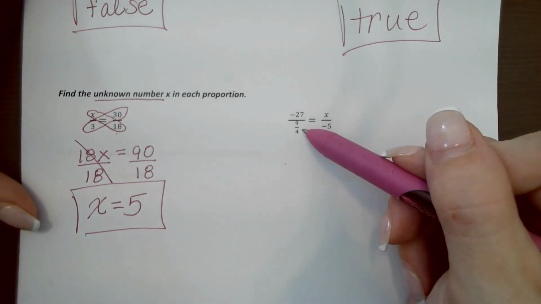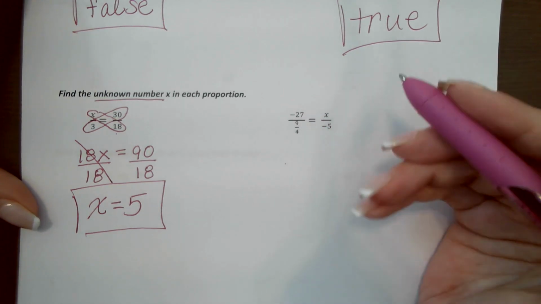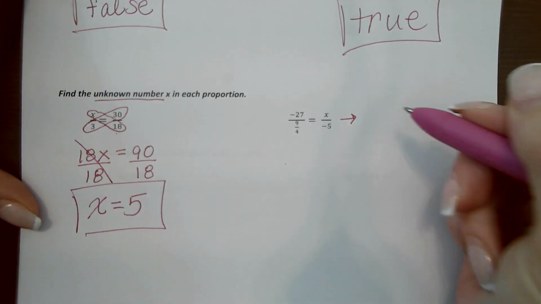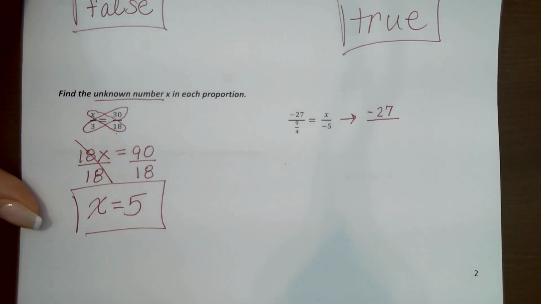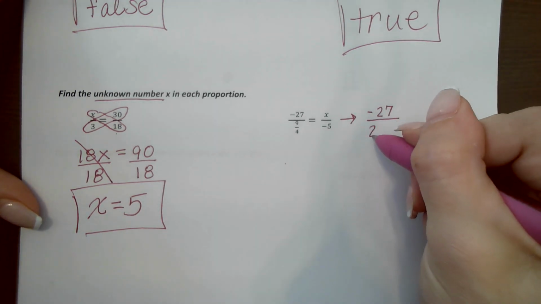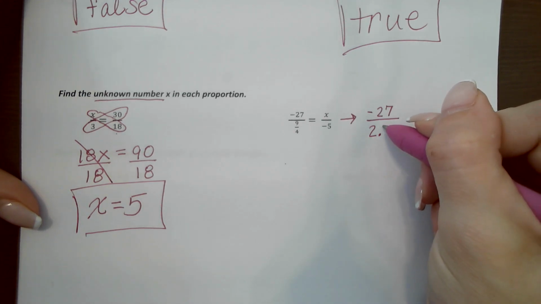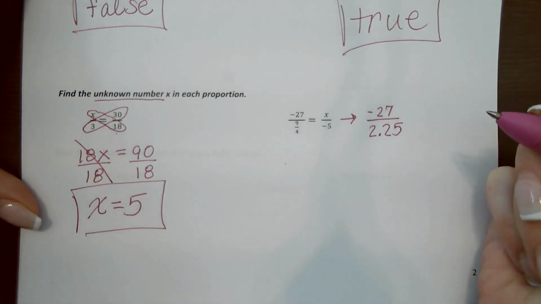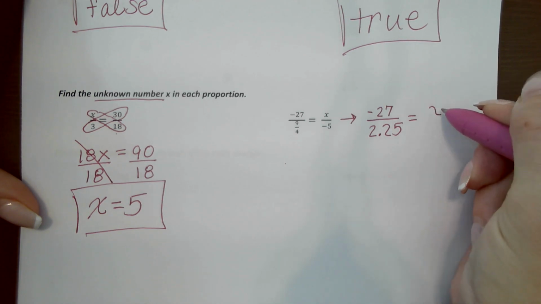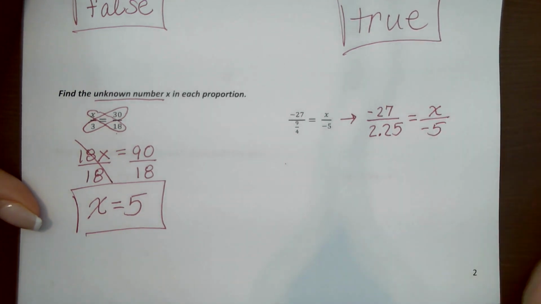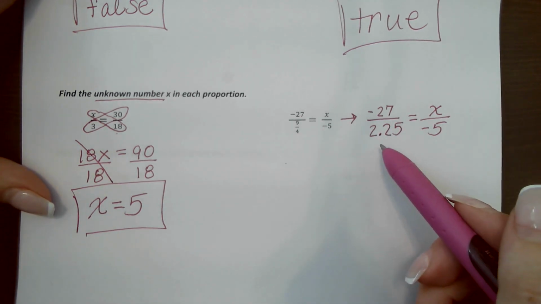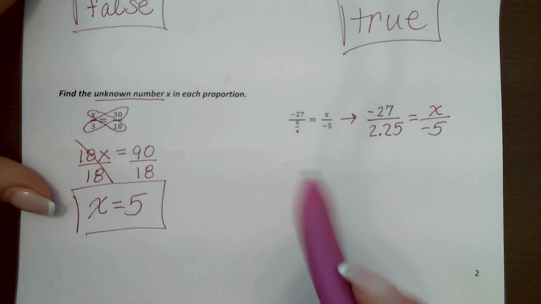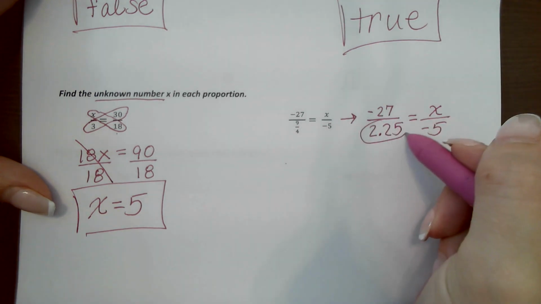Now, the next one has a fraction within our proportion, so I'm just going to rewrite this in a way that will be easier for me to work with. And to do that, I'm going to divide 9 divided by 4 to turn it into a decimal. Now that I've set up my proportion with a decimal, which will be a little bit easier for me than a fraction, now I cross multiply.